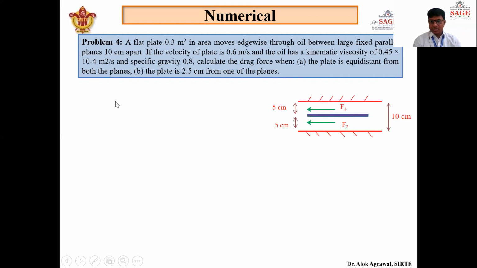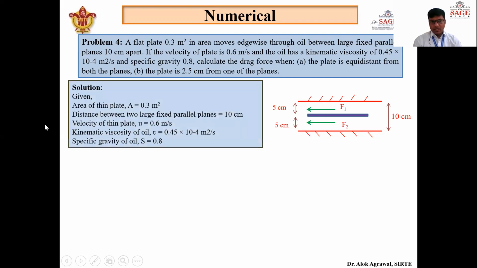So the first condition is that the plate is exactly in between the two parallel planes. So its distance from both fixed parallel planes is the same, that is 5 centimeter, because the distance between the two parallel planes is 10 centimeter. And we have taken the thickness of the plate as negligible. Given the area of the plate, which we are not able to see in this figure. This is the side view, and if we see it from the top, we will be able to see this area of 0.3 meter square.